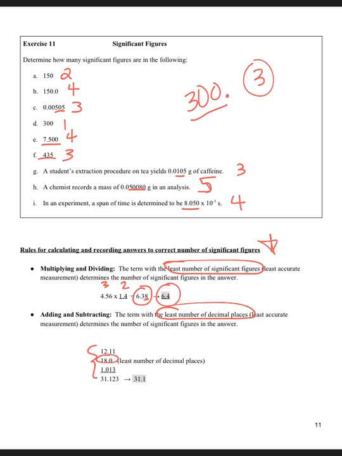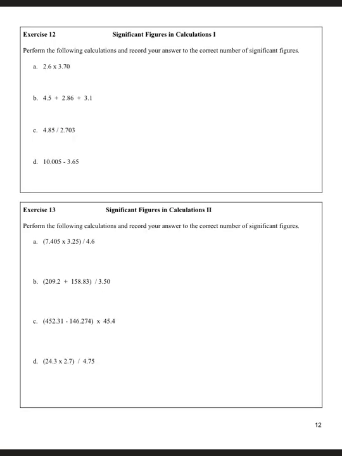So I add everything up in my calculator like normal, and it gave me 31.123. But I need 1 decimal place. So that 2 will not round that 1 up. So my final answer is 31.1. So there are the 2 separate rules. We'll work them separately, and then we'll work some multi-step problems so you can see how to do those.